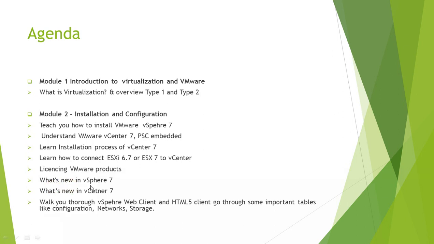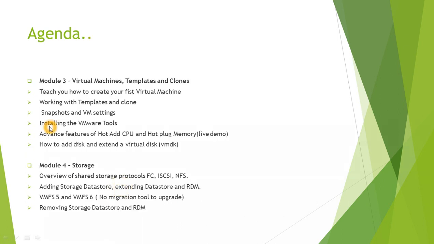So we'll look into what's new in vSphere 7 and what is new in vCenter 7, and then we'll walk you through the vSphere web client, which is deprecated at the moment, but it's good to have a look at it a little bit. Then mostly we'll be working on the HTML5 client, so we'll go through some important features and tabs like the configuration tab, network and storage. So I'll make you familiar with the HTML5 client.